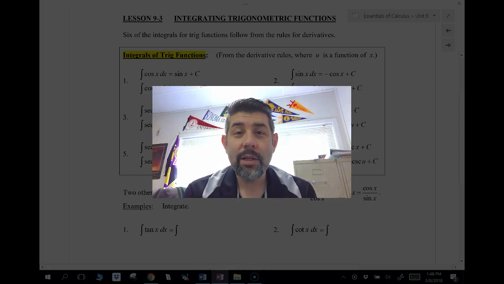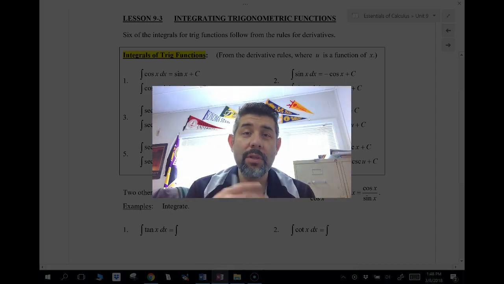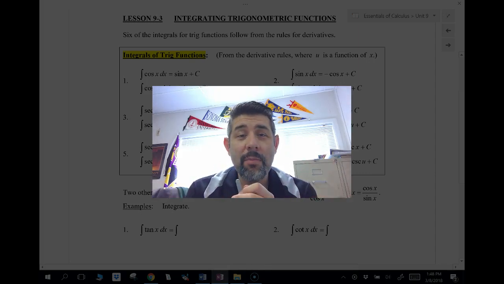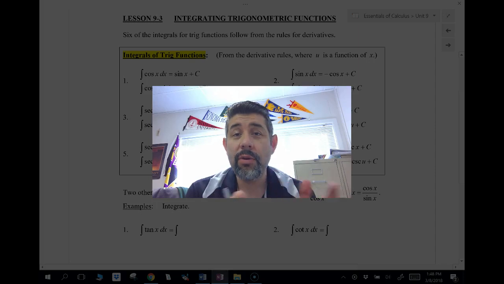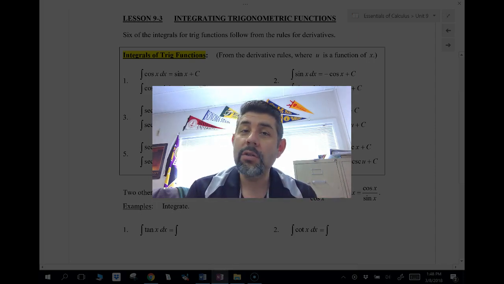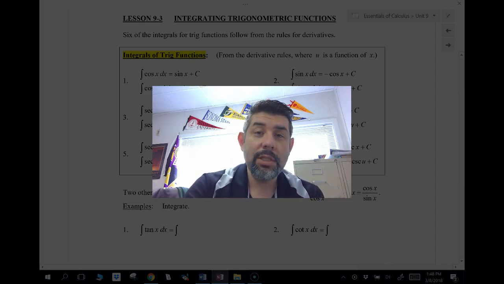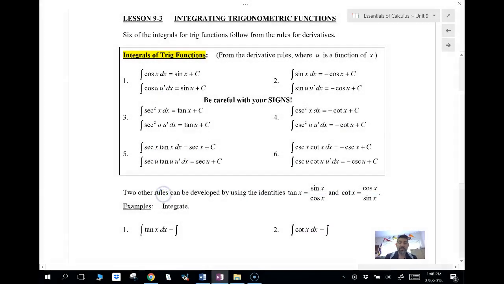We are talking about integrating trig functions today. So the table that I'm going to put up here, you've got to memorize them. Sorry, guys. But you know what? If you know trig derivatives, trig integrals aren't too much different because you're just working backwards, okay? So let's take a look at trig integration.